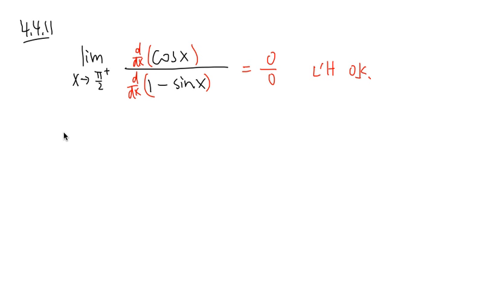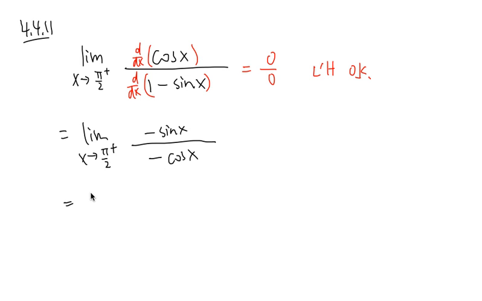Alright, so we are going to have the limit when x is approaching pi over 2 plus. On the numerator, the derivative of cosine x is just negative sine x. And the derivative of the bottom: the derivative of 1 is 0. Derivative of negative sine, let me bring down the negative first, and then the derivative of sine x is cosine x. And notice that, let us simplify this expression first.